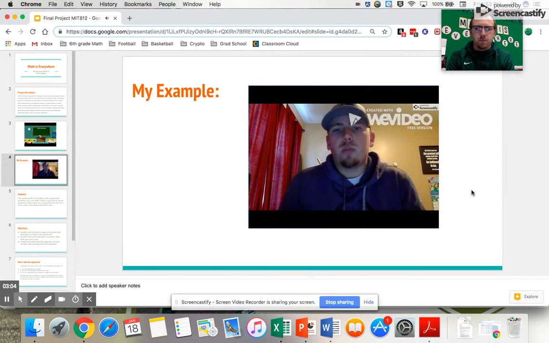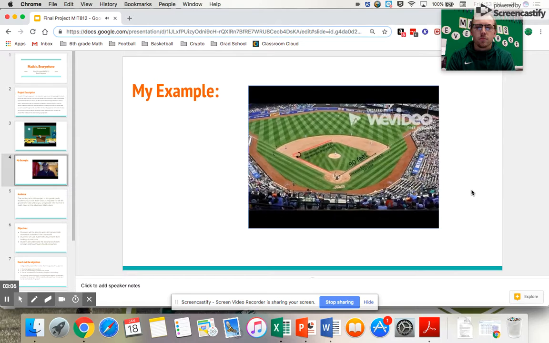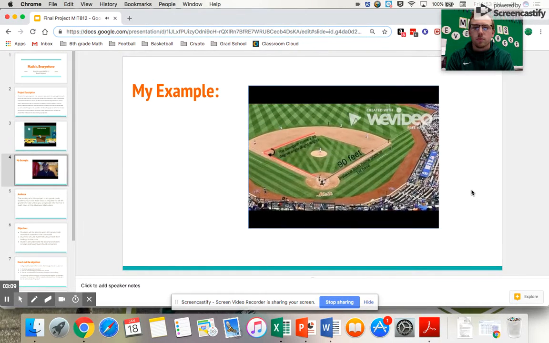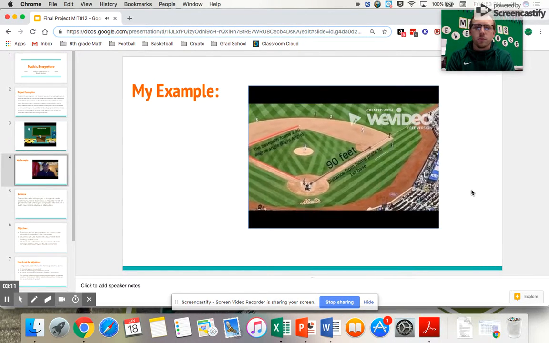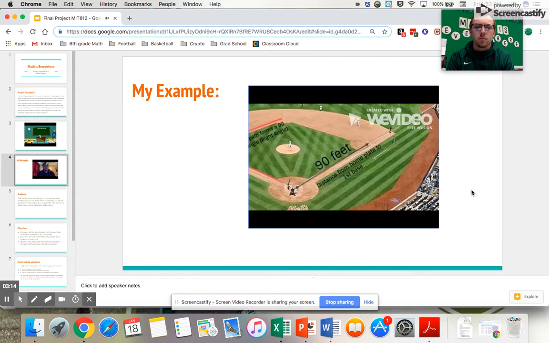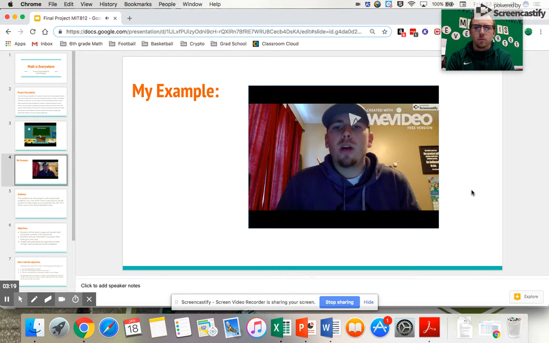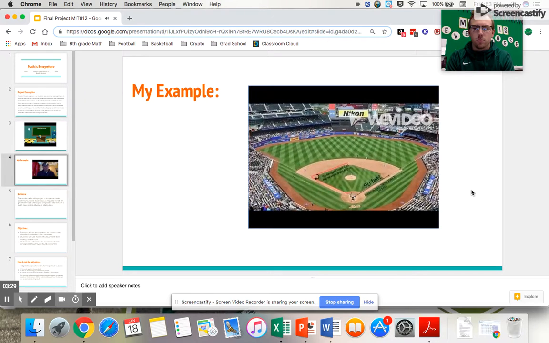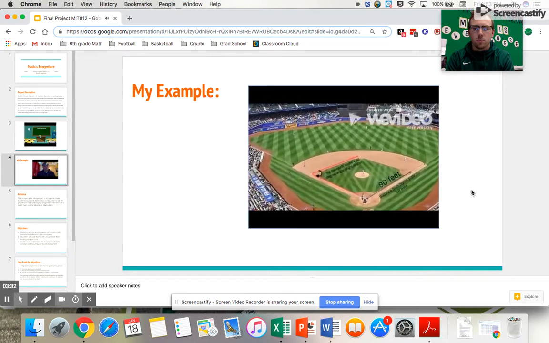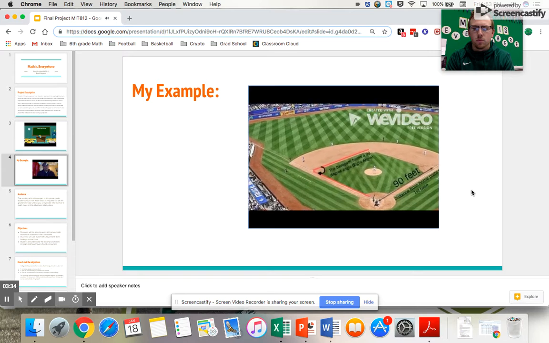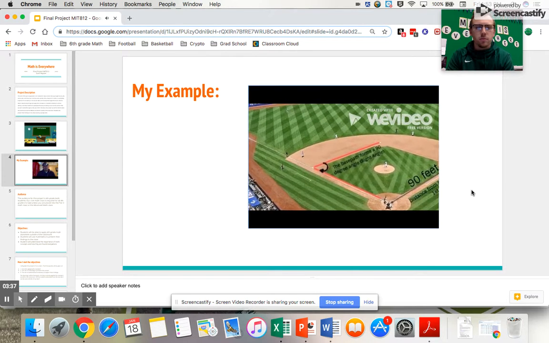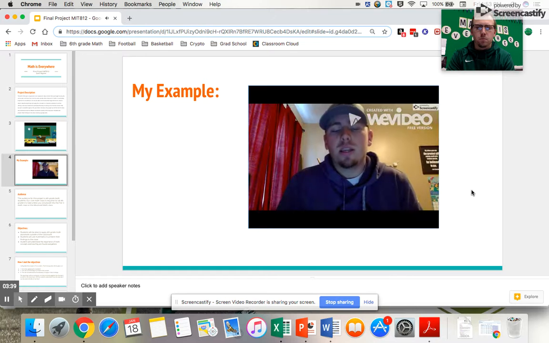What I was able to find was I was able to measure from home plate to first base, and I was able to figure out what the distance was. When I did that, I figured out that the distance from home plate to first base was 90 feet. I was also able to find a couple of angles on the baseball field. One of the angles, from the route of second base to third base to home plate, there was a 90-degree angle that connected from third base to home plate and from third base to second base.